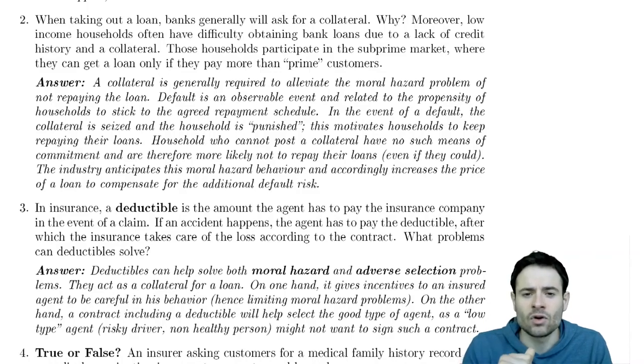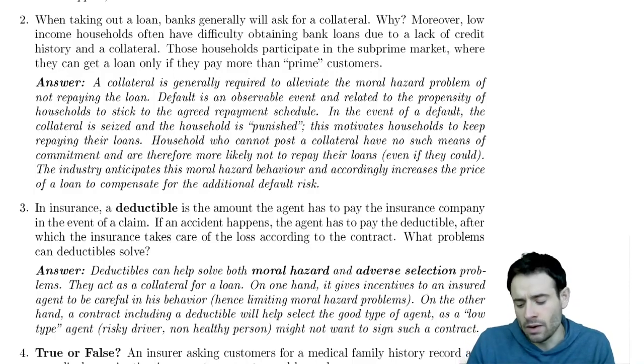What is the idea of a collateral? A collateral is a way for the bank to insure itself in case of a default. If you contract a loan and you cannot repay it, but there is a collateral in the contract, then the bank can come and seize that collateral as a way to repay itself.